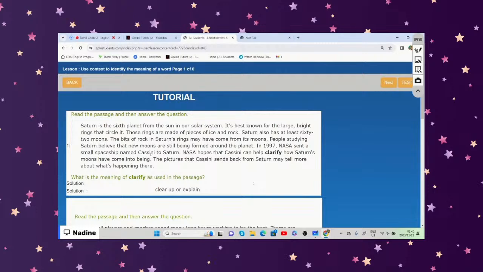And now, if we look at that text, it says, what is the meaning of clarify as used within the passage? It says NASA hopes that Cassini can help clarify how Saturn's moons have come into being. So we need to basically find words that are similar in meaning to clarify.